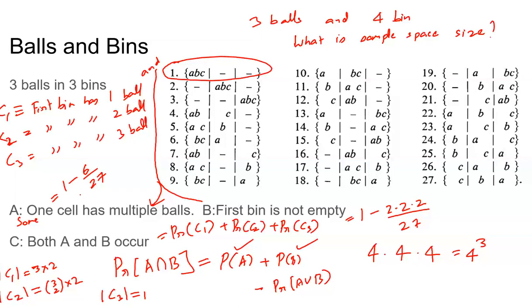So first you are throwing the first ball, right? How many possibilities are there? 4 bins, so 4 possibilities for the first ball. Then you are throwing the second ball. How many possibilities? 4 possibilities. Should we multiply these two numbers or add these numbers? Multiply.